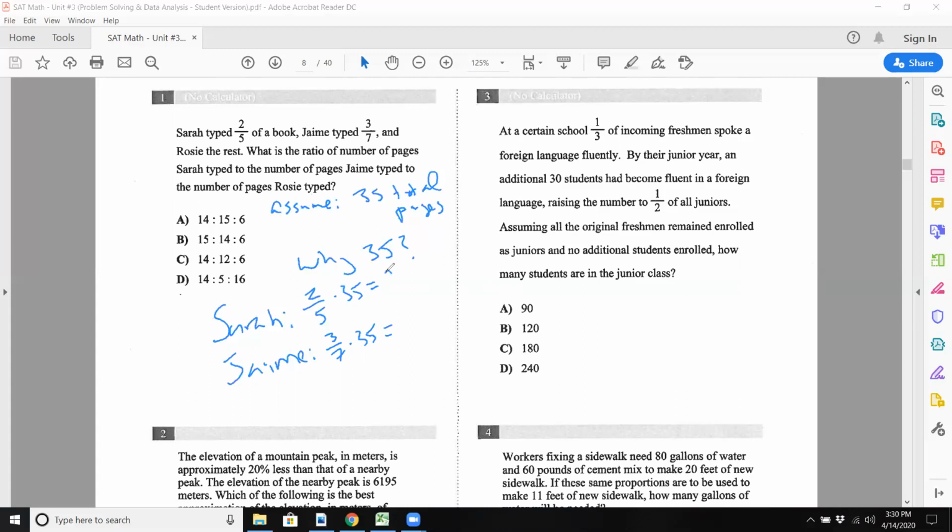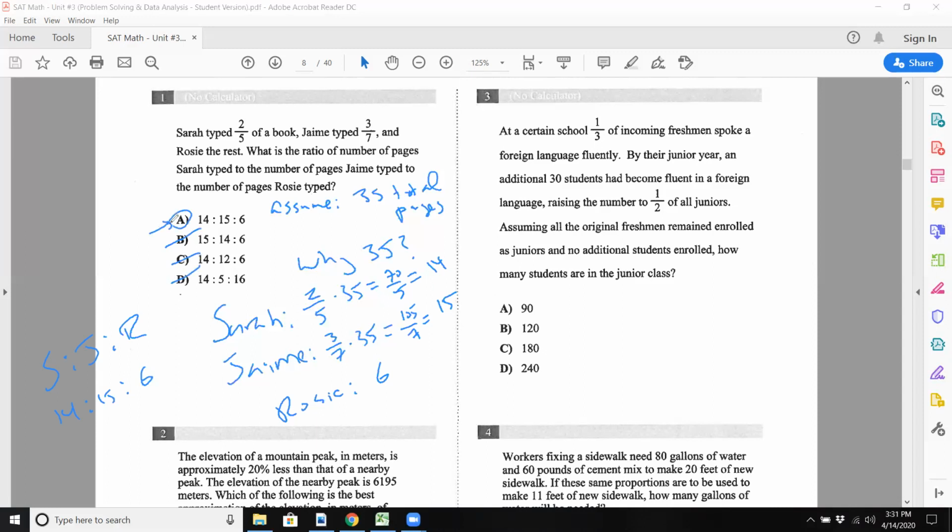That's 70 out of 5. You can use a calculator. They say no calculator, that's bogus, but they'll let you use one for a problem like this. 14. That's 105 out of 7, which I think is 15. So it means that Rosie did the rest. So she did 6 pages. So the ratio of Sarah, Jaime, and Rosie is 14 to 15 to 6.